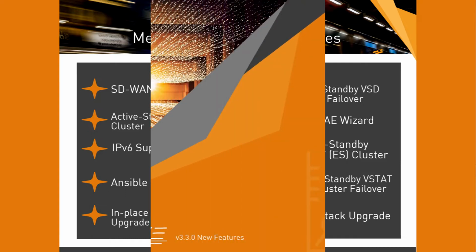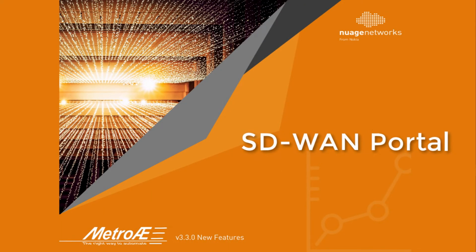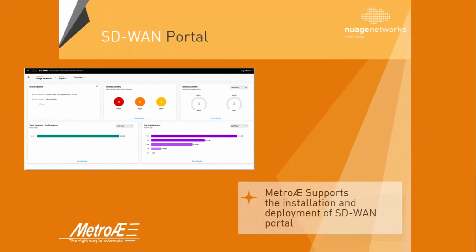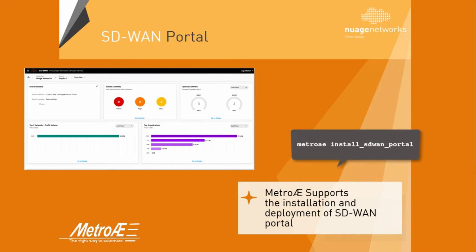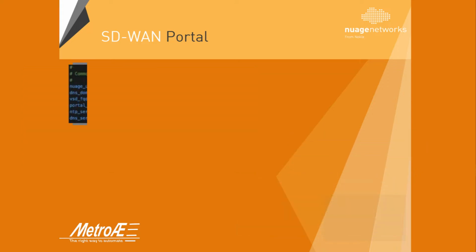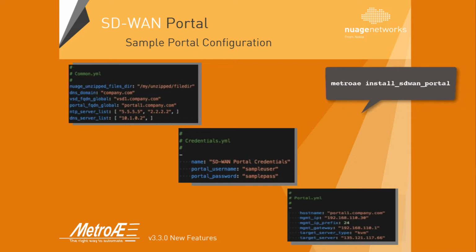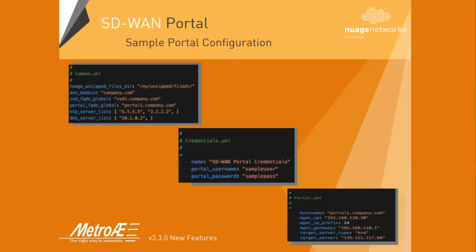Let's take a look. MetroAE supports the deployment of SD-WAN Portal for Nuage VNS. For deploying this SD-WAN Portal, the user will need to fill in the required information in the common credentials and portal's deployment files. A sample deployment is shown here. Once this information is entered, the user can run MetroAE install SD-WAN Portal and the SD-WAN Portal VM will be deployed and installed.